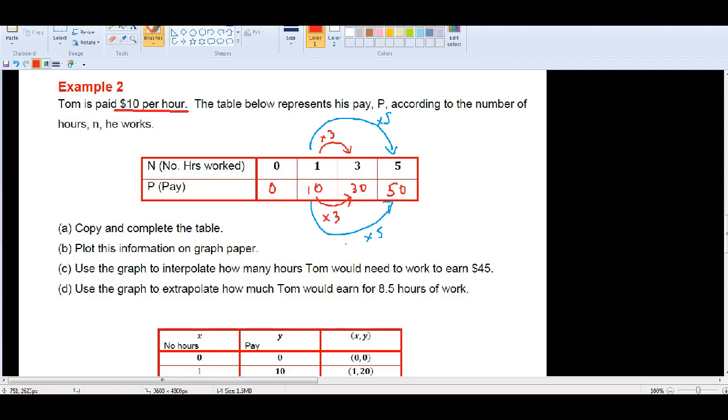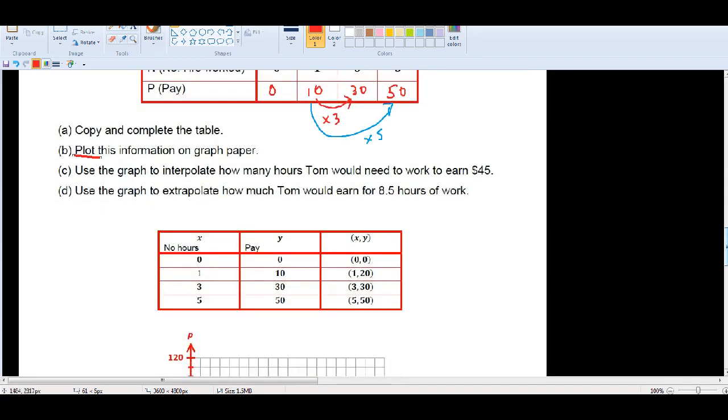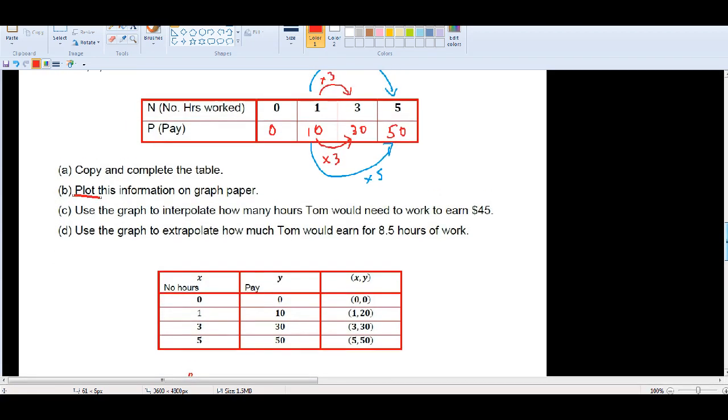So now how many pairs of data have we got? You got 4 pairs of data. All right. So copy and complete the table. We've done that. Plot. Okay. So you see this word plot. That means you need to sketch the graph of this information. But before you do that, you need to have coordinates. Right, so you need to translate that table into coordinates. 0, 0 must be a point, and 1 hour, $10. So X is hours, Y is pay.